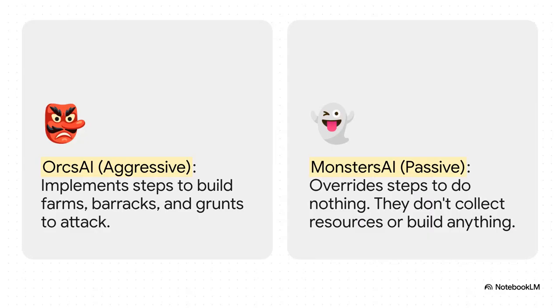Okay, so now we create a couple of specific AI types that inherit from our Game AI. We've got an Orcs AI, it's aggressive. So for its build structure step, it builds farms and barracks. But then we have a Monsters AI. It's totally passive. So when it's time to build structures or units, it just does nothing. It overrides those steps with empty methods. The key here is that both of them are running the exact same turn template method, but their actual behavior is worlds apart because they've each filled in the blanks differently.